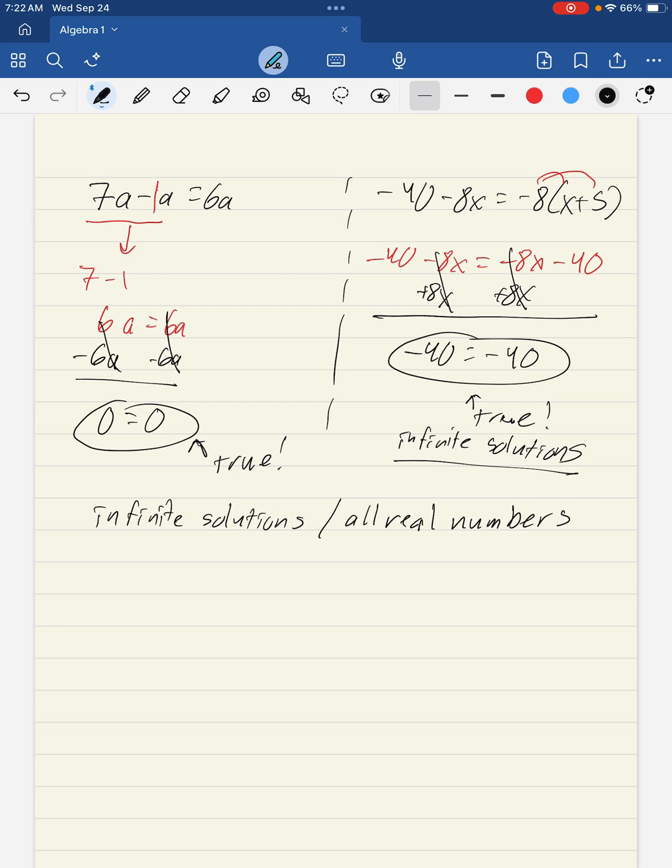Okay. And why do we have infinite solutions here? How do we get to that? When variables are eliminated and we have a true statement. That's how we know if something has infinite solutions.